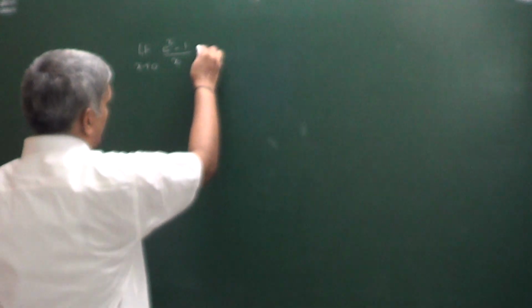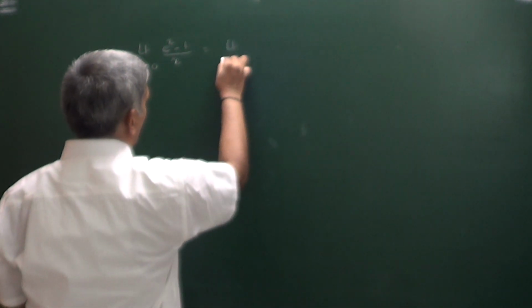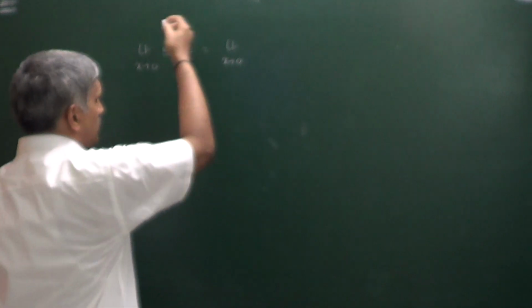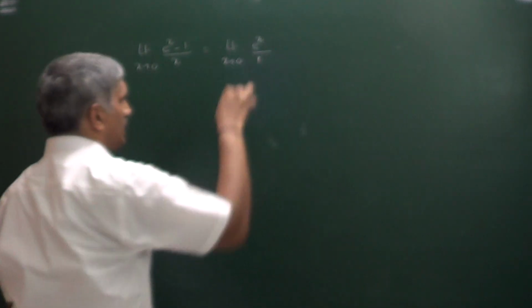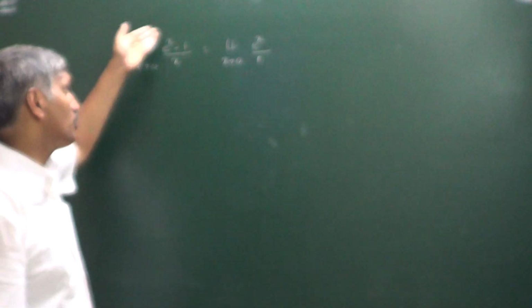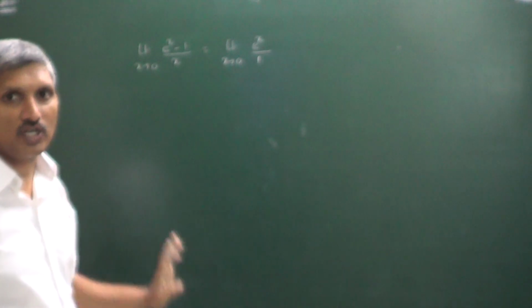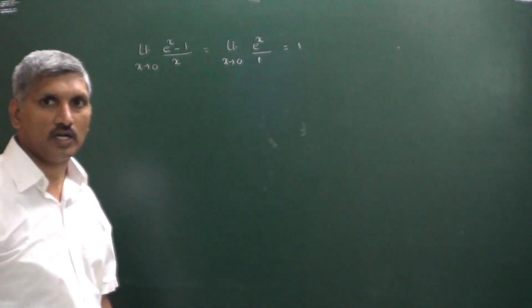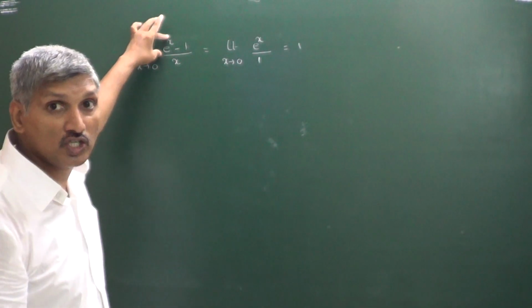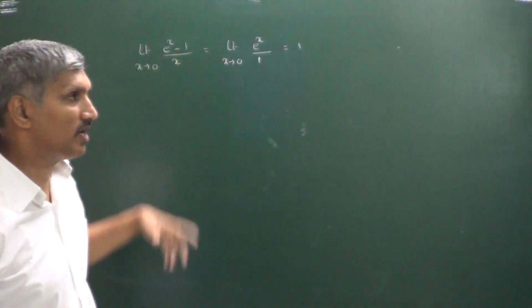So that's why we can apply L'Hospital's rule. Limit x tends to 0, e power x differentiation is e to the power of x by 1. Now apply the limit, because the numerator is differentiated and the denominator also differentiated. If you apply the limit, e power 0, you will get 1. Or otherwise, you know the expansion of e power x, you will get the same answer.